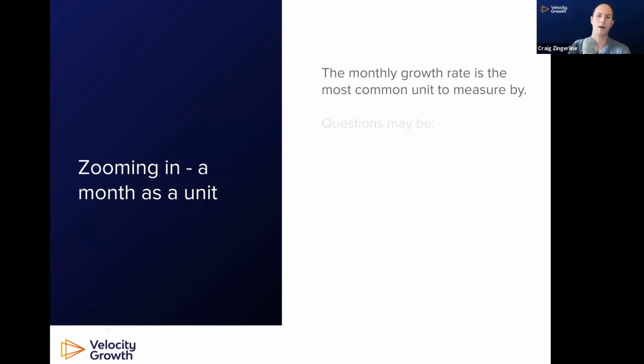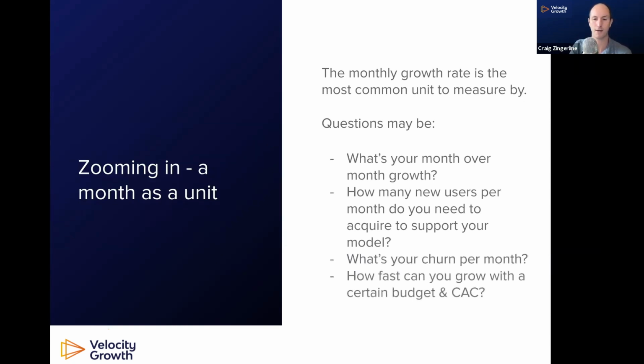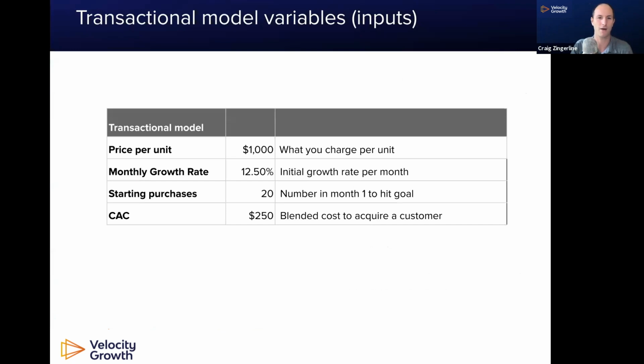Now, the monthly growth rate is probably the most common metric that we'll use. So questions might be, for example, what's your month over month growth? How many new users do you need in a month to support your model? And what's your churn per month? And then how fast can you grow with a budget based on what your customer acquisition cost is? All of these things swirl and come into play. So how do we quantify this?